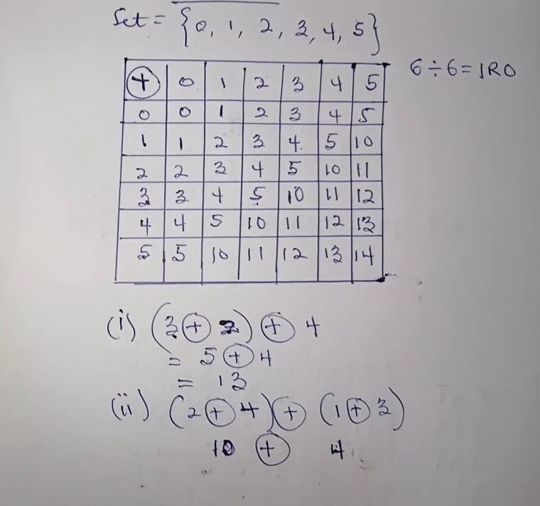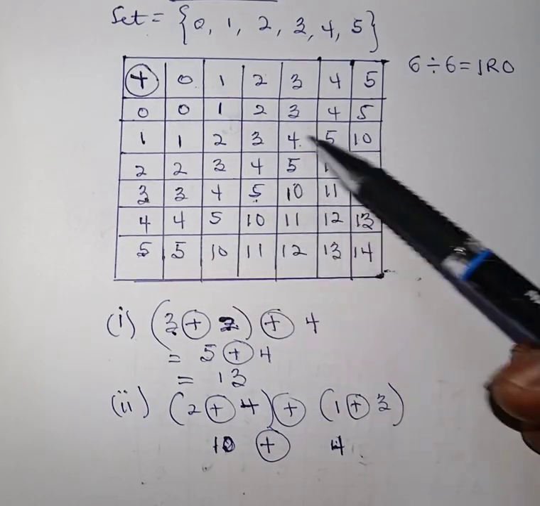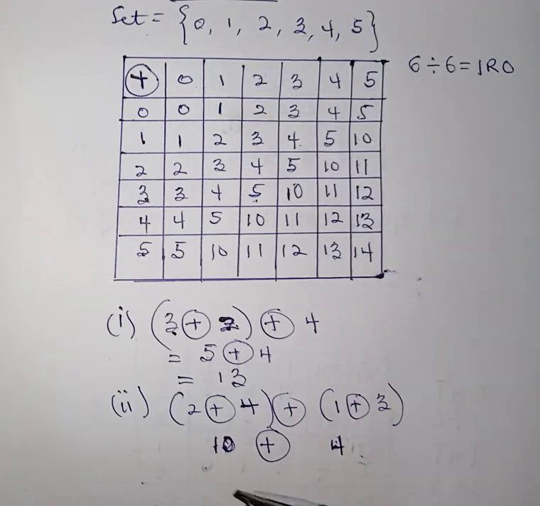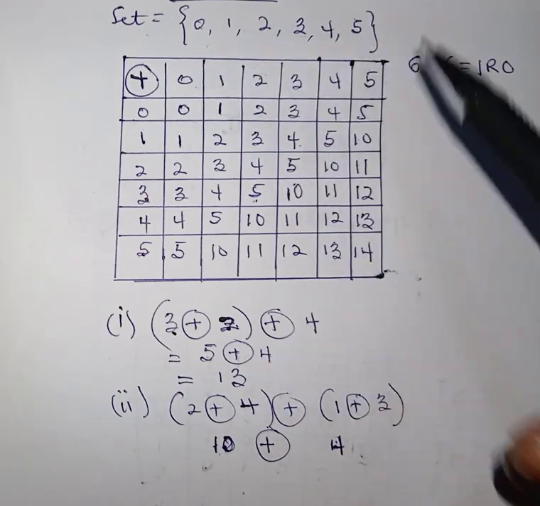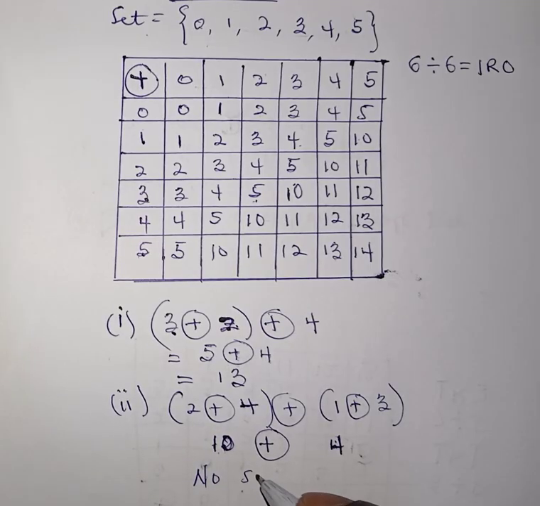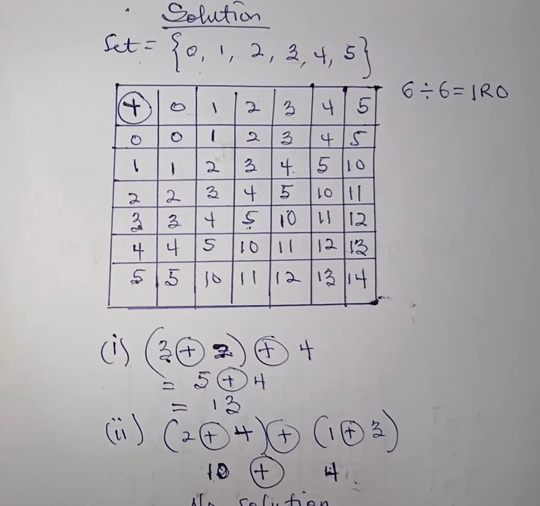Okay, so once you realize that you've gotten a value which is not in the set, even though it is here, but that's not what we are talking about. We are talking about whether the value you have here is in the set. Once you realize it is not in the set, then you just write no solution. No solution. That's all.